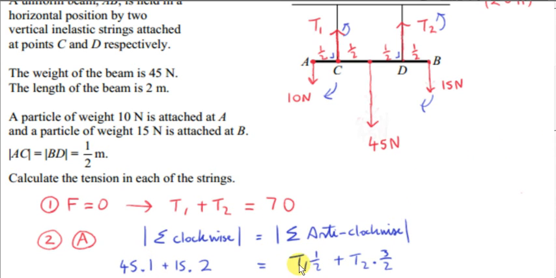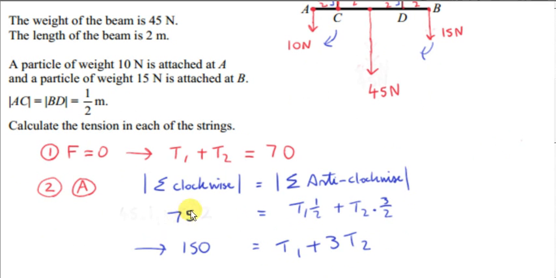So we have a second equation in two unknowns, T1 and T2. So on the left hand side we get 75. If we multiply all of this by 2, we get 150 equals T1 plus 3T2. So you see we have two equations in two unknowns. So we just solve between these two equations to find T1 and T2.